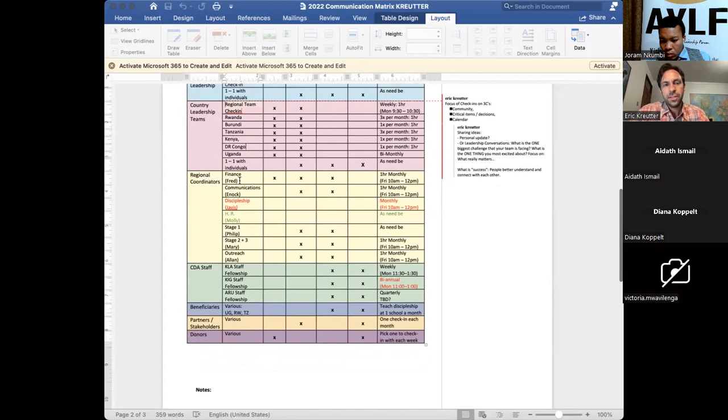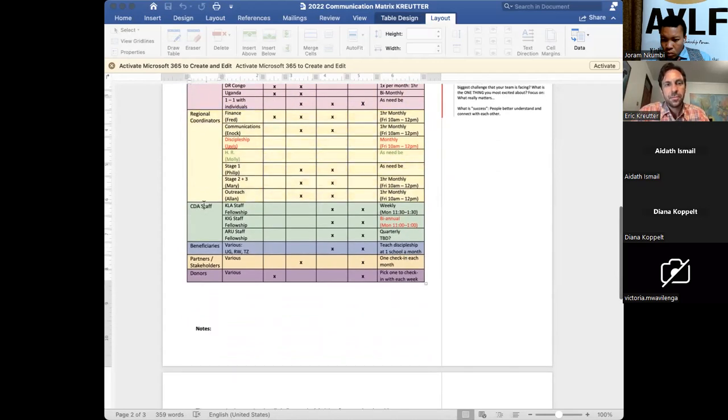Another group is our regional coordinators, and I have time commitments to them, usually on Thursdays and Fridays. The country leadership teams, I meet with them on Wednesdays. So Wednesdays are with that group. Thursdays and Fridays are with this group. All right, so that's internally.